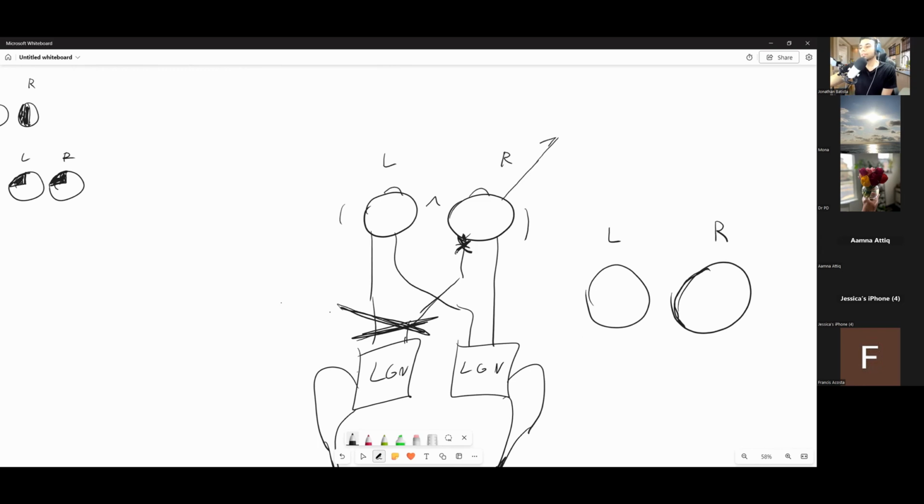Does that make sense? Yeah, so both temporal sides will be affected.